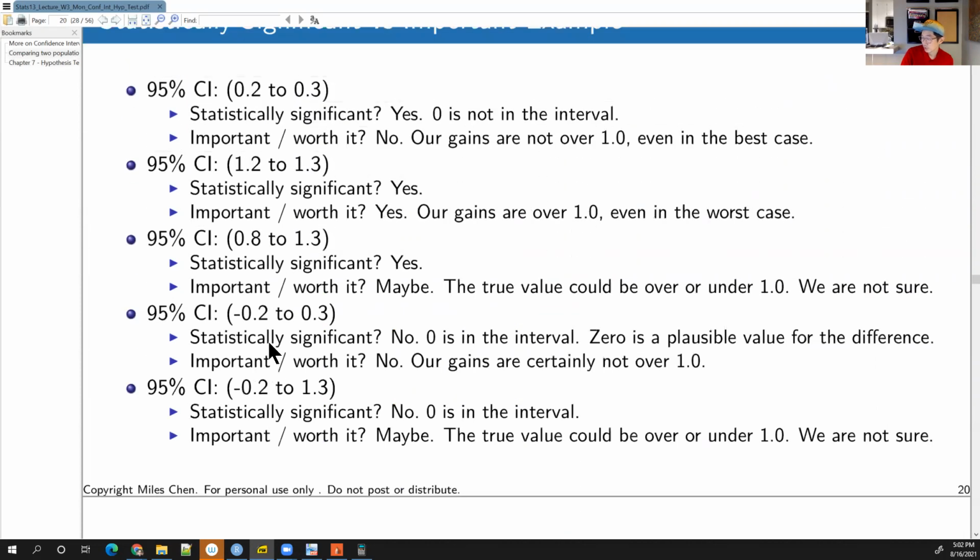So if your resulting confidence intervals look anything like this, whether it's statistically significant or not depends on whether 0 is in the interval or not, okay? Whether it is important or not depends on whether that particular threshold that determines importance is exceeded, whether your interval is above that number or not, okay? All right, I hope that makes sense.